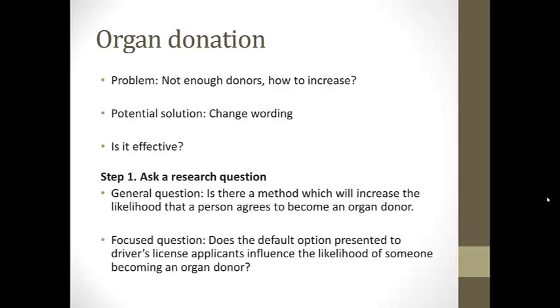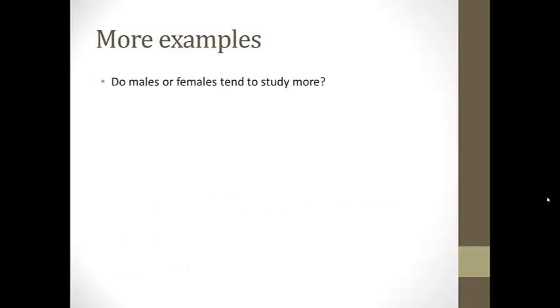They then focused and narrowed that question down to ask, does the default option presented to driver's license applicants influence the likelihood of someone becoming an organ donor? That's a question, a research question, that can be asked with a statistical study. Here's a few more examples.